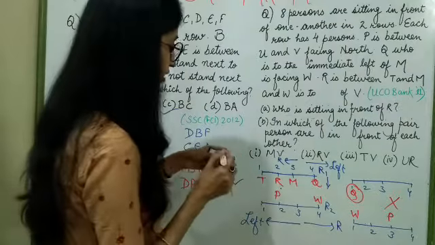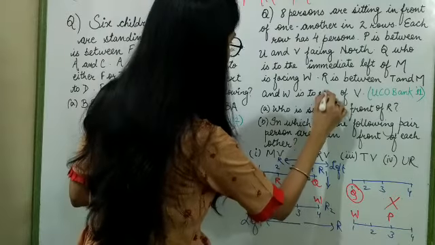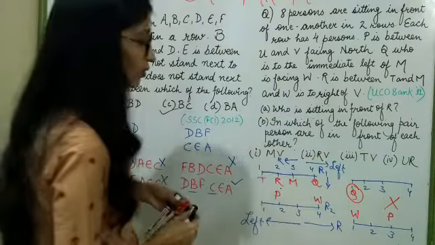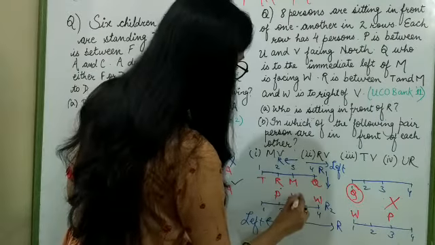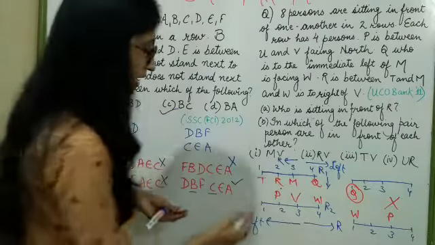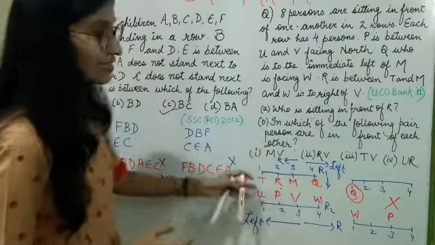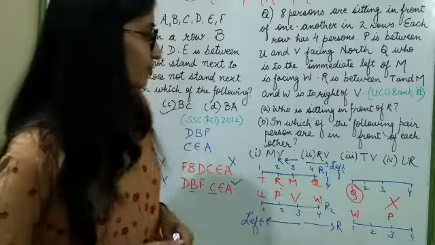And W is to the right of V. So I have to position W to the right of V. So V must be here and here I have to place U. So this is my correct order of the linear sitting arrangement.